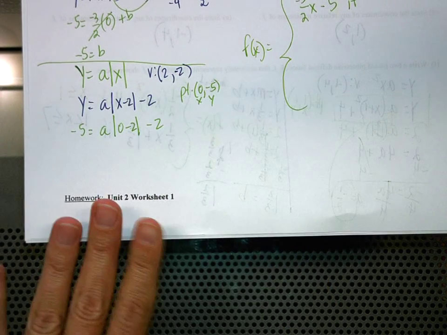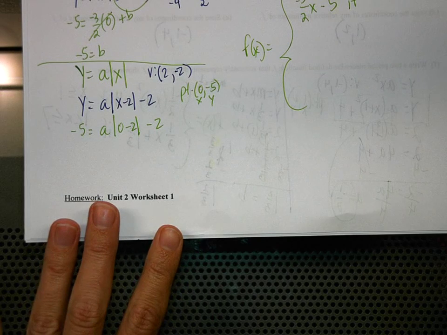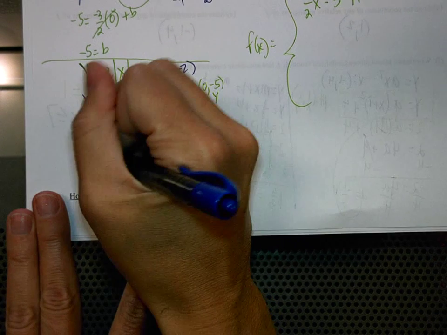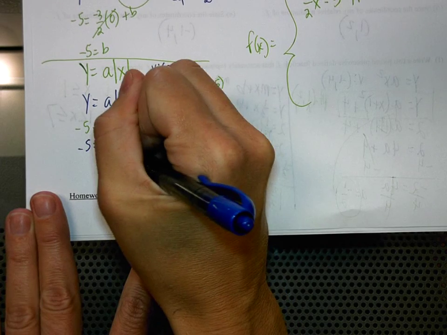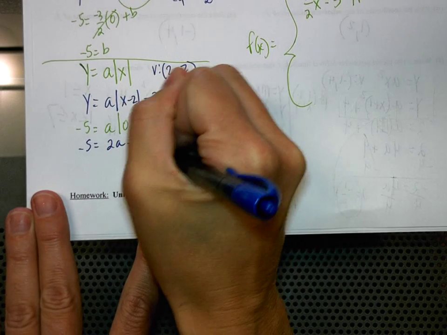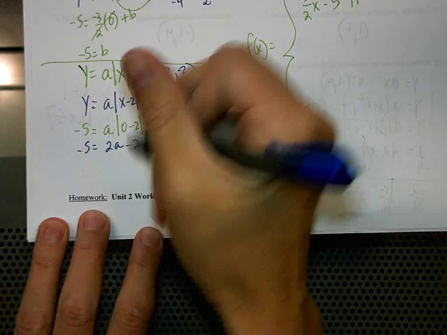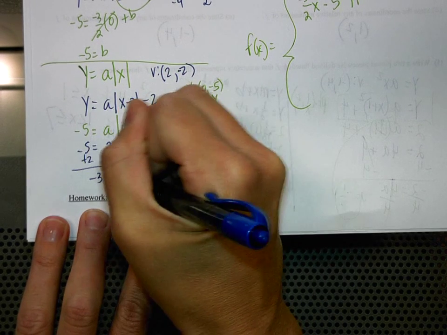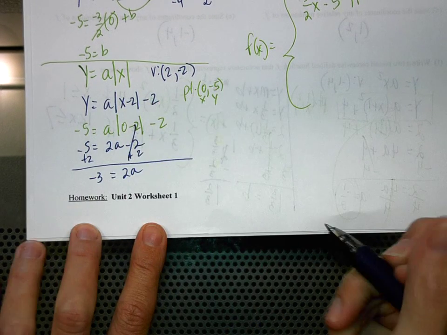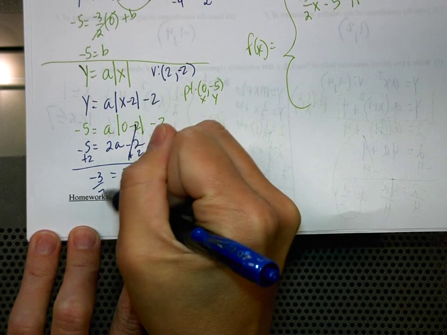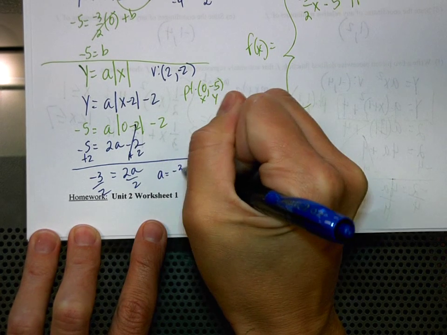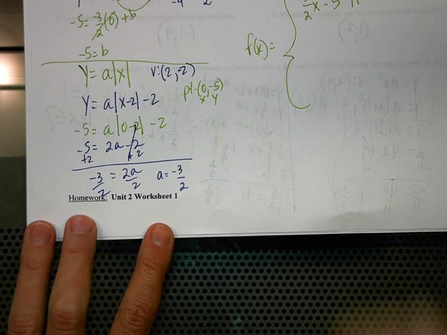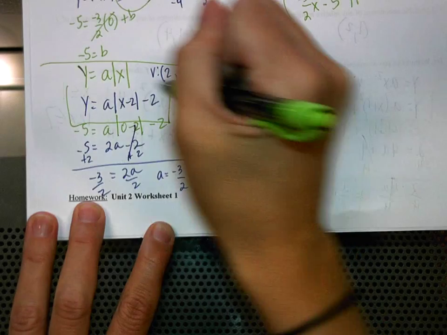What is 0 minus 2? -2, but when we take it out of the absolute value, it becomes a positive 2. So I have -5 equals 2a minus 2. We add 2 to both sides. We get -3 equals 2a. And then I divide by 2 to get a equals -3/2. So now we use both of these pieces and we write it.